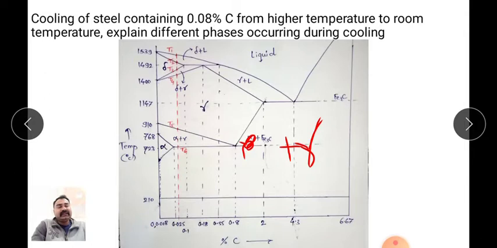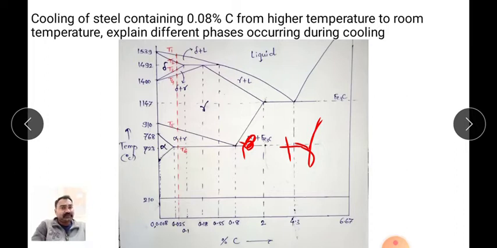At T1, whatever steel containing 0.08% carbon will be in liquid phase. At T1 itself the solidification of steel will start, and in between T1 and T2 we will obtain delta plus liquid, meaning some amount of delta and some amount of liquid. At T2 the formation of delta ferrite will be completed, and in between T2 and T3 we will obtain the complete delta ferrite.